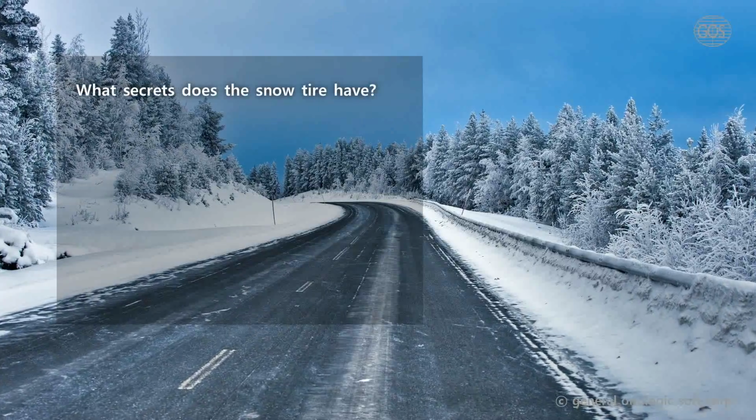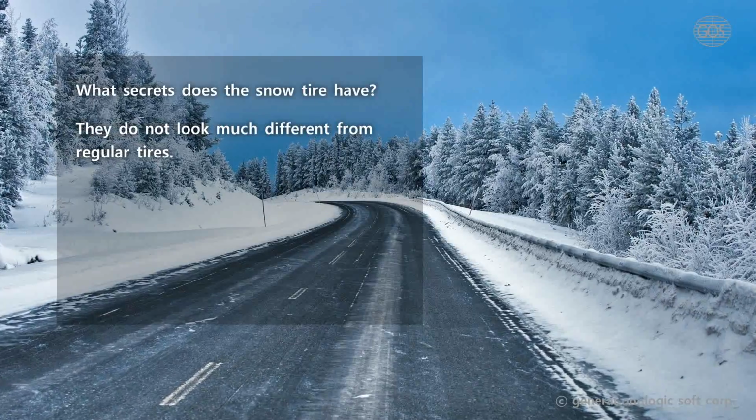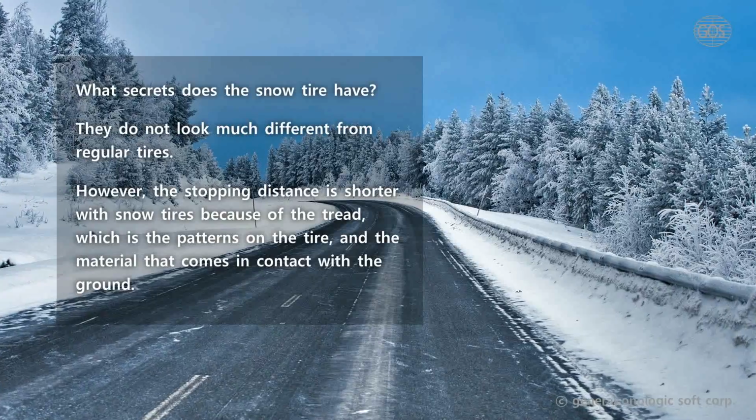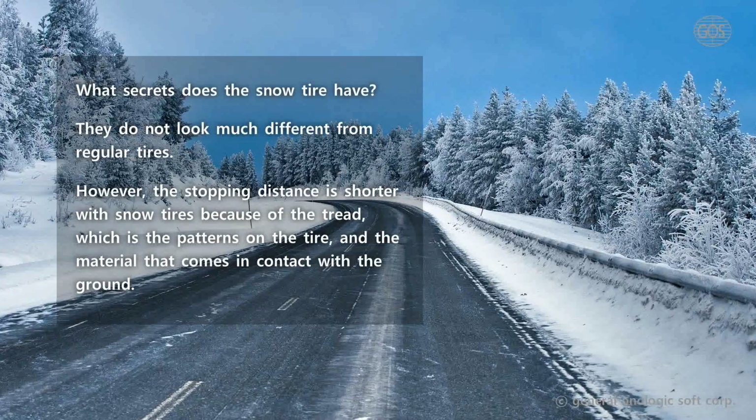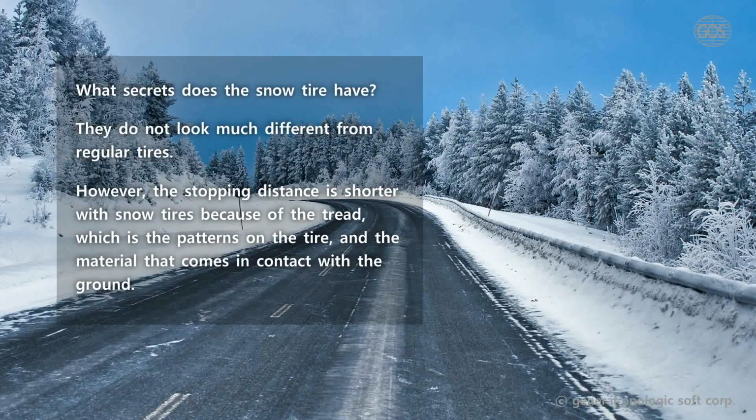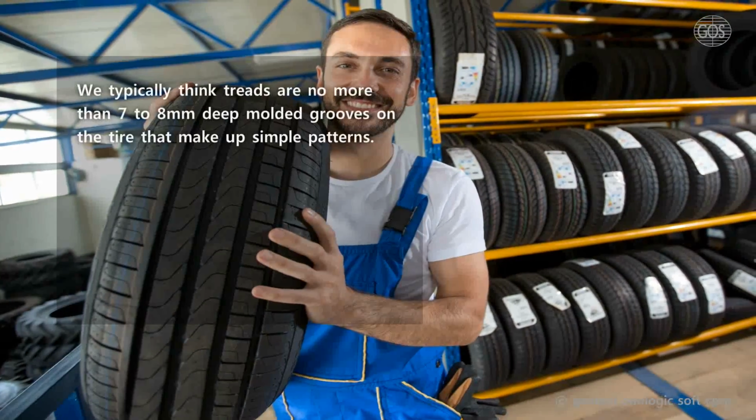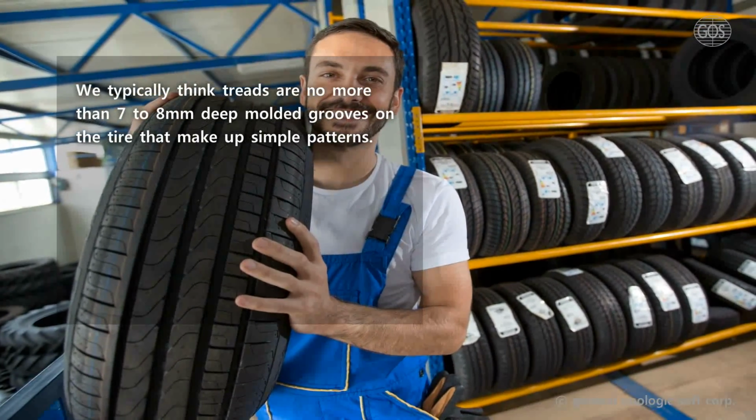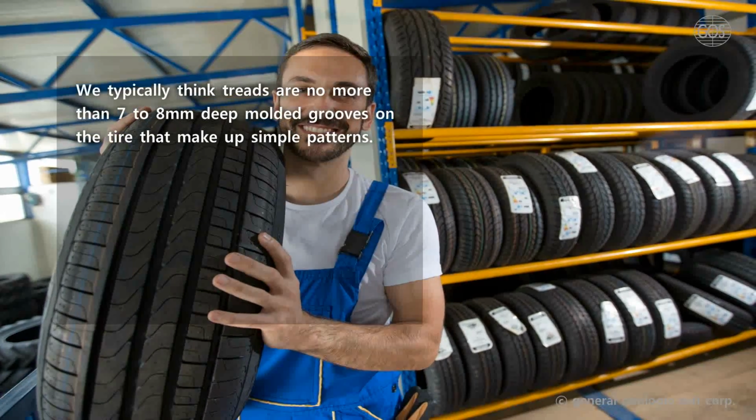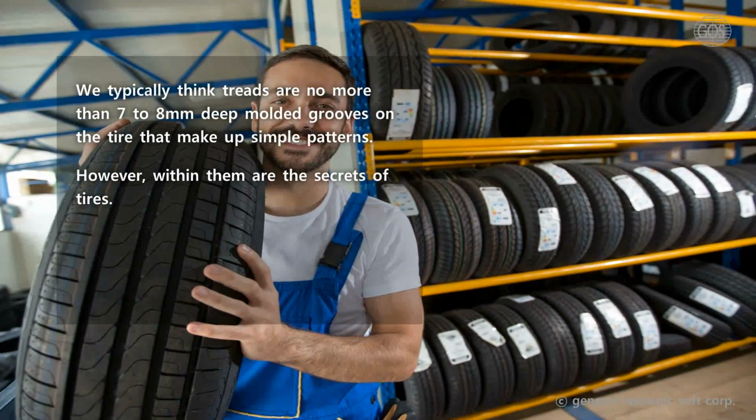What secrets does the snow tire have? They do not look much different from regular tires. However, the stopping distance is shorter with snow tires because of the tread, which is the patterns on the tire, and the material that comes in contact with the ground. We typically think treads are no more than 7 to 8 millimeters deep molded grooves on the tire that make up simple patterns. However, within them are the secrets of tires.